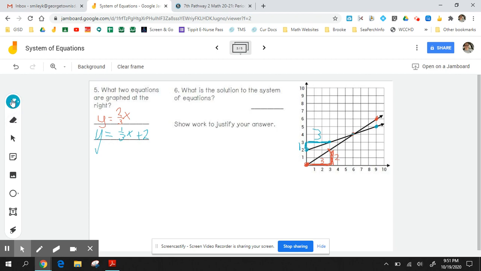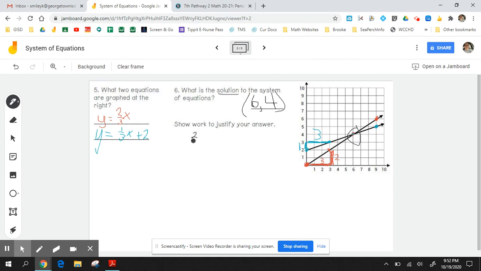Now number 6 wants to know, what is that actual solution? Remember that solution is this intersecting point right here. We want 6, 4. Let me pull that down a little so it looks like a 4. Show work to justify our answer. Well, we can see just from looking at it that that point is on both of those graph lines.